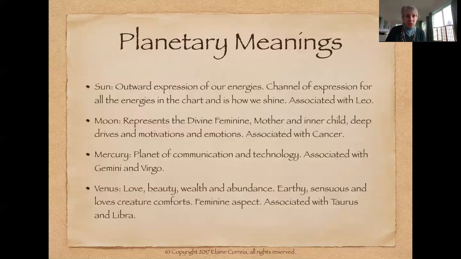Okay, so let's get into some of the planetary meanings. Because we've been talking a lot about the planets, and it really helps if you have a grasp of what they actually mean. So the Sun is the way you express yourself. It's your outward expression of your energies. It's associated with Leo, and Leo is all about self-expression in a big way.